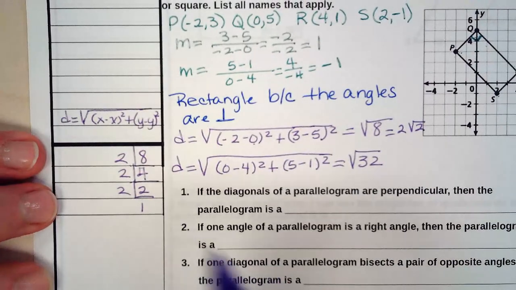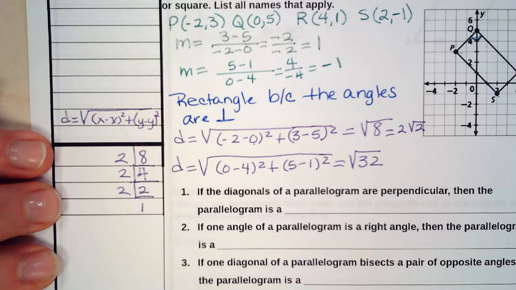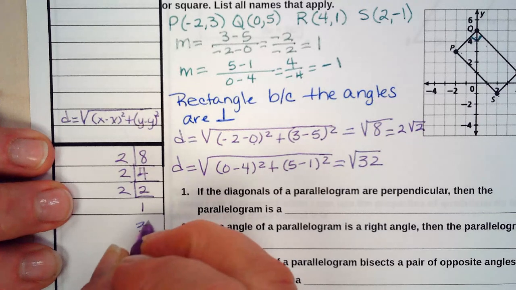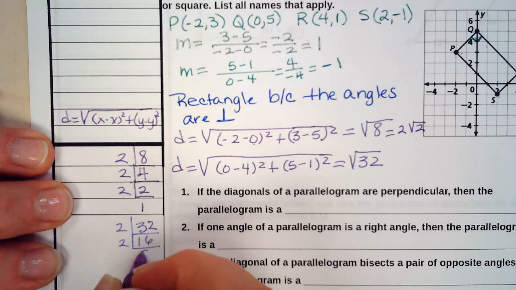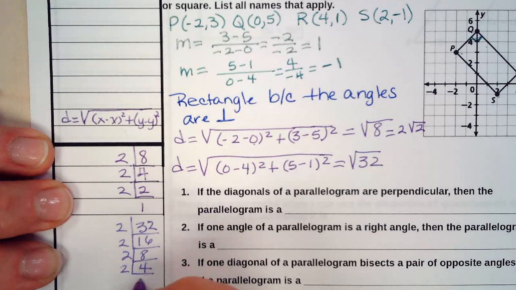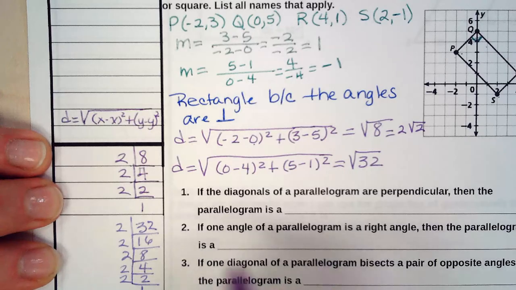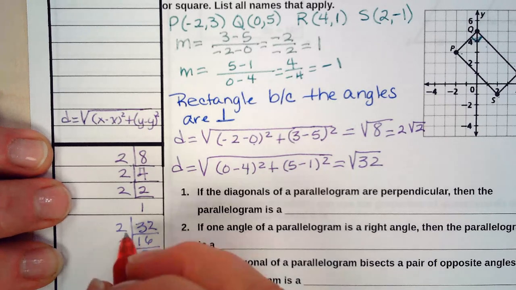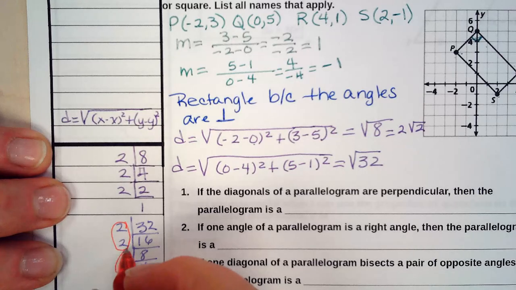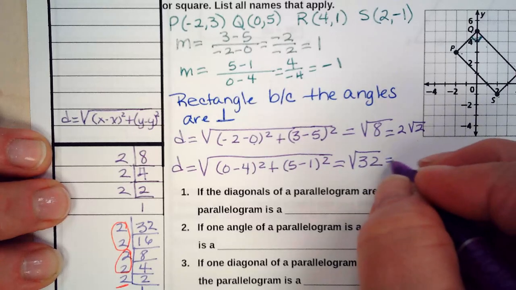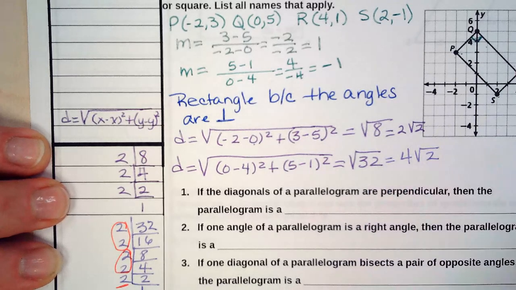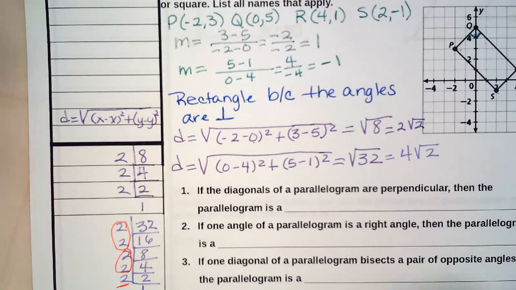To simplify the square root of 32, divided by 2 is 16. Divide 16 by 2 is 8. Divide 8 by 2 and it's 4. Divide 4 by 2 and it is 2. Divide 2 by 2 and it is 1. When you get to 1, you're done. I have one pair of 2's, I have a second pair of 2's, and I have one left over. 2 times 2 is 4. 4 square root of 2. So it is not a square or a rhombus.